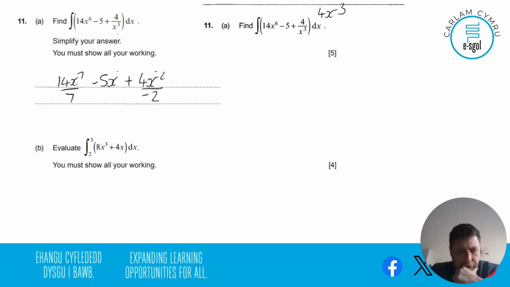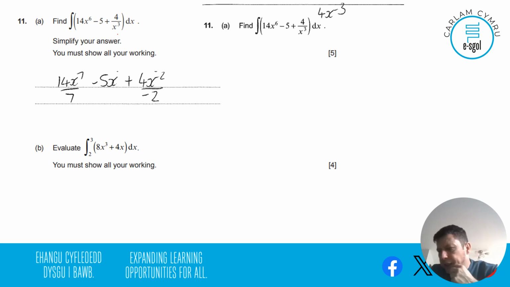So the first line, increase the power divided by the new power. Minus 5, in theory it says minus 5x to the power of 0, which then becomes minus 5x to the power of 1, but we write them as just minus 5x. Increase the power to minus 3, divided by the new power minus 2.